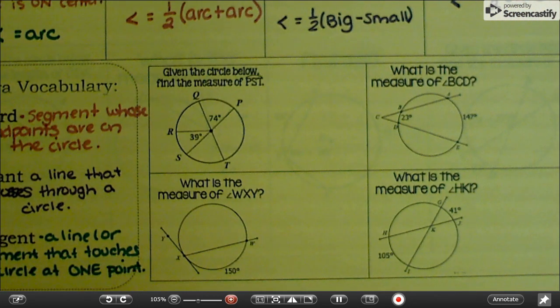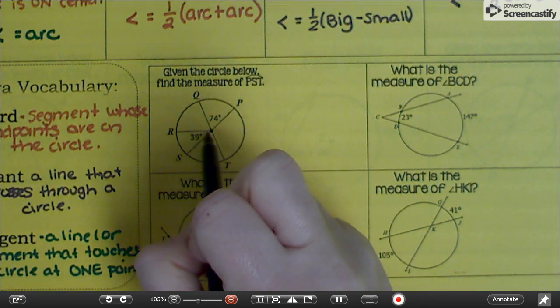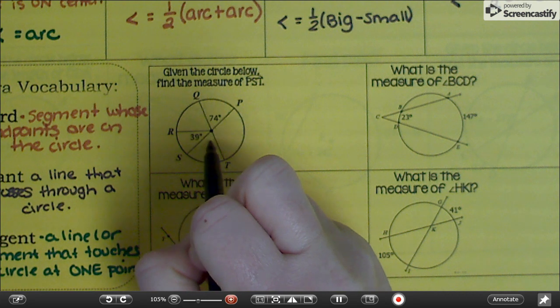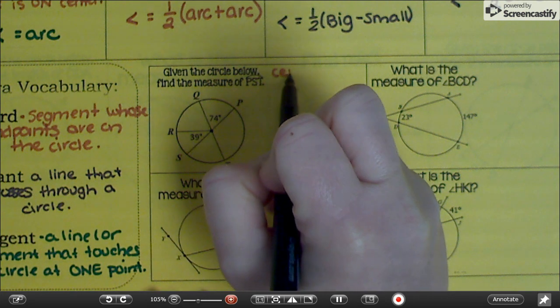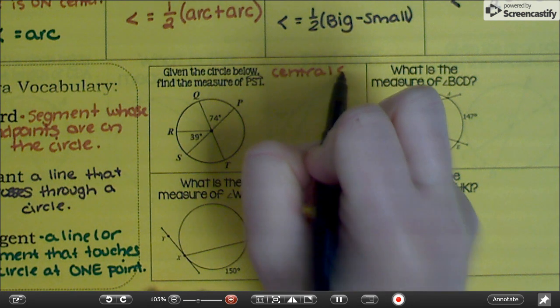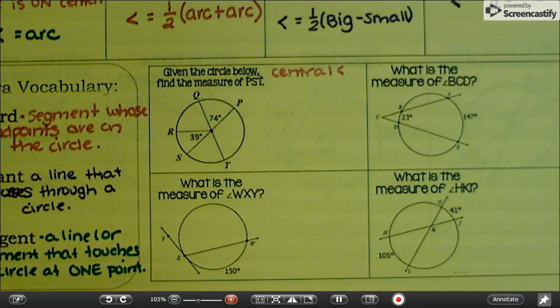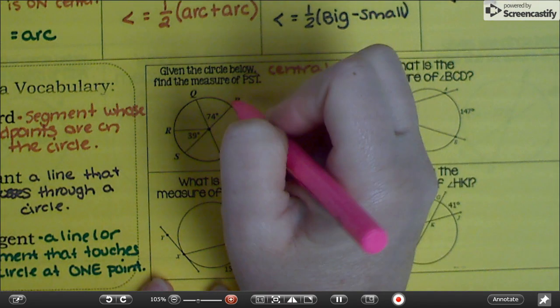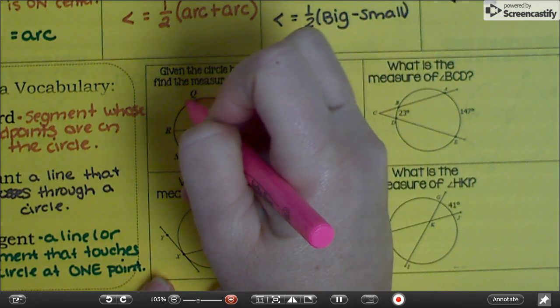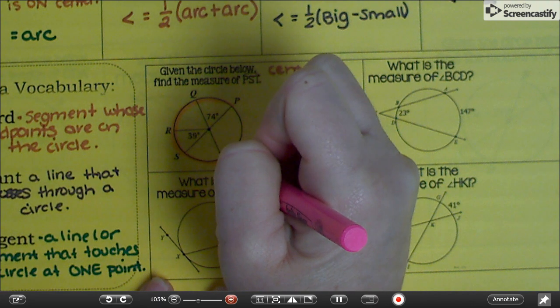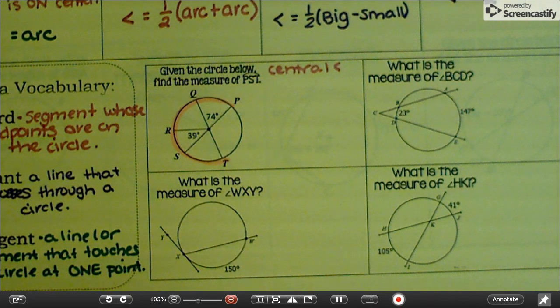The first step is you need to decide, are we doing in, out, on, or central? Well, if we look at this one, these angles are all with their vertex on the center. So this is an example of a central angle problem. All right? And it says we want to find the measure of arc PST. So we're going to follow from P around to S and then to T, that whole arc.